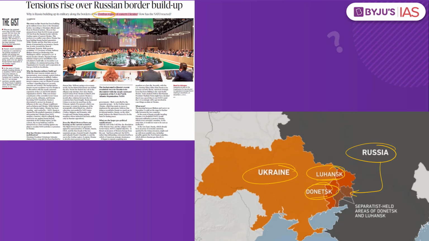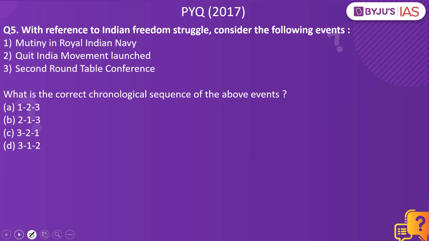On the other side, Ukraine is not ready to give this autonomous status to those separatist forces who are operating in this region. That is why we have the conflict in the form of what is called the Donbas region conflict. Now let's look into the next practice question.